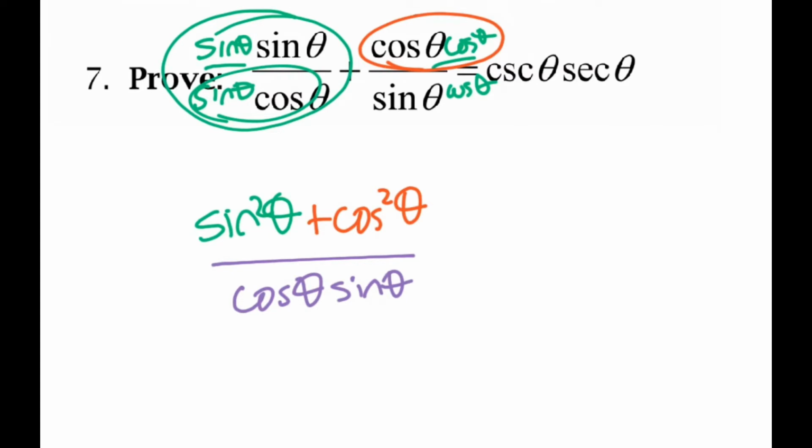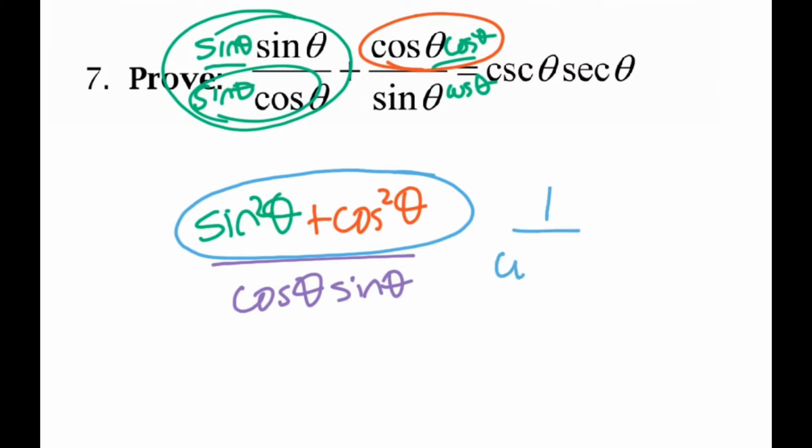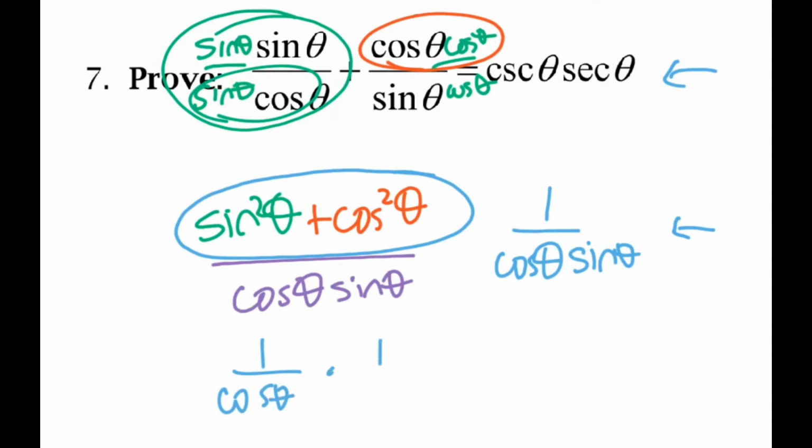Okay, did you think of the Pythagorean identity? Sine squared plus cosine squared is equal to 1. So 1 over cosine theta sine theta. Now keeping in mind that I'm trying to get there, look at this. How about if I separate that into 1 over cosine theta times 1 over sine theta? I can do that because that's how you multiply fractions, you just multiply the top and the bottom. So that is something I can do.